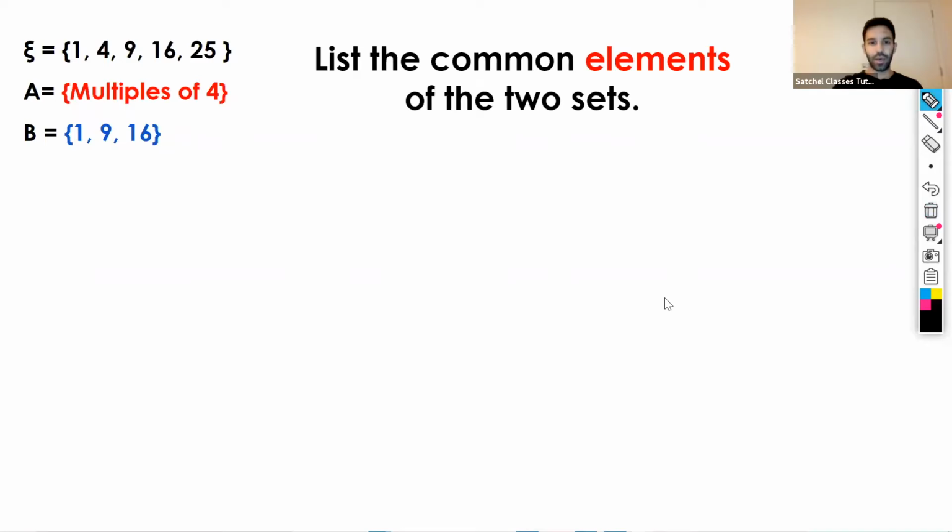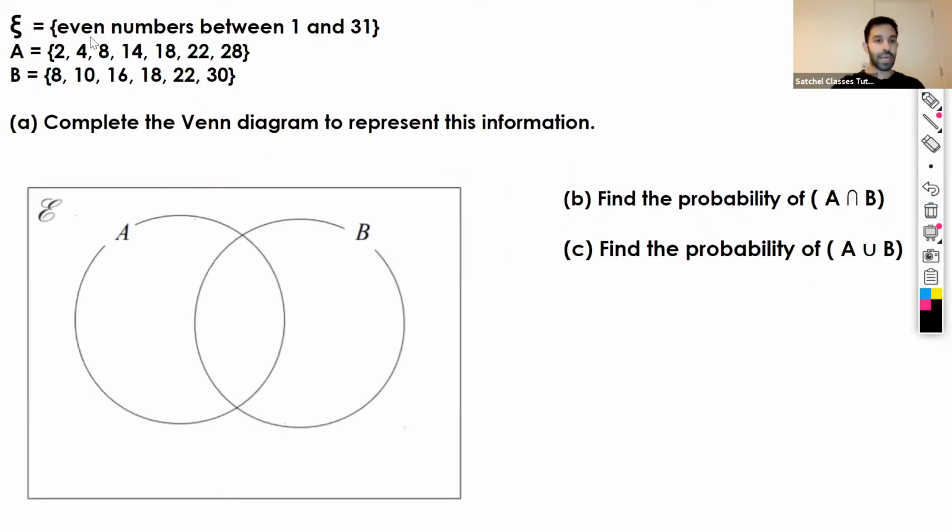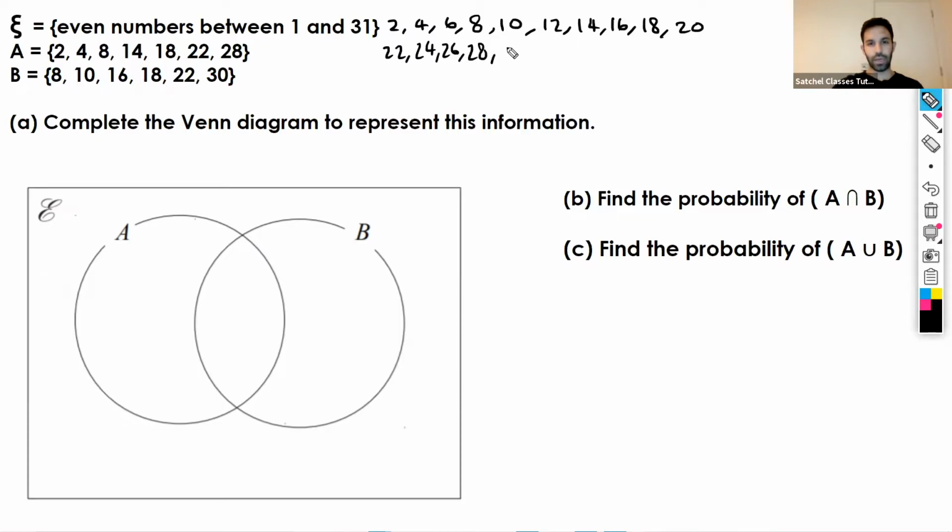Now, here's a question. It says the universal set is the even numbers between 1 and 31. So it might be worthwhile to write these even numbers out. That's going to be 2, 4, 6, 8, 10, 12, 14, 16, 18, 20, and then we have 22, 24, 26, 28, and 30.